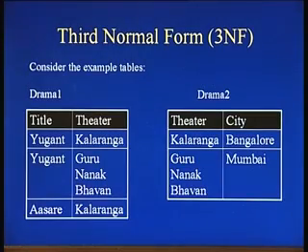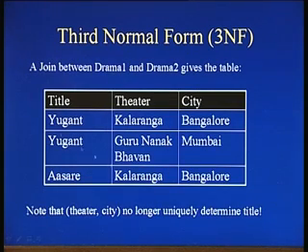Let us say drama 1 contains title and theatre entries like this. There is a particular drama with a title, say Yugant, and it is in a particular theatre. Now there is another drama with a different title but in the same theatre, maybe at some other time. Now this theatre uniquely identifies city. Let us say given a theatre name, I can uniquely identify city. Now if I perform a natural join between drama 1 and drama 2 based on the attribute theatre, what are we going to get? We will get a table like this, that is title, theatre, city, and title, theatre, city.